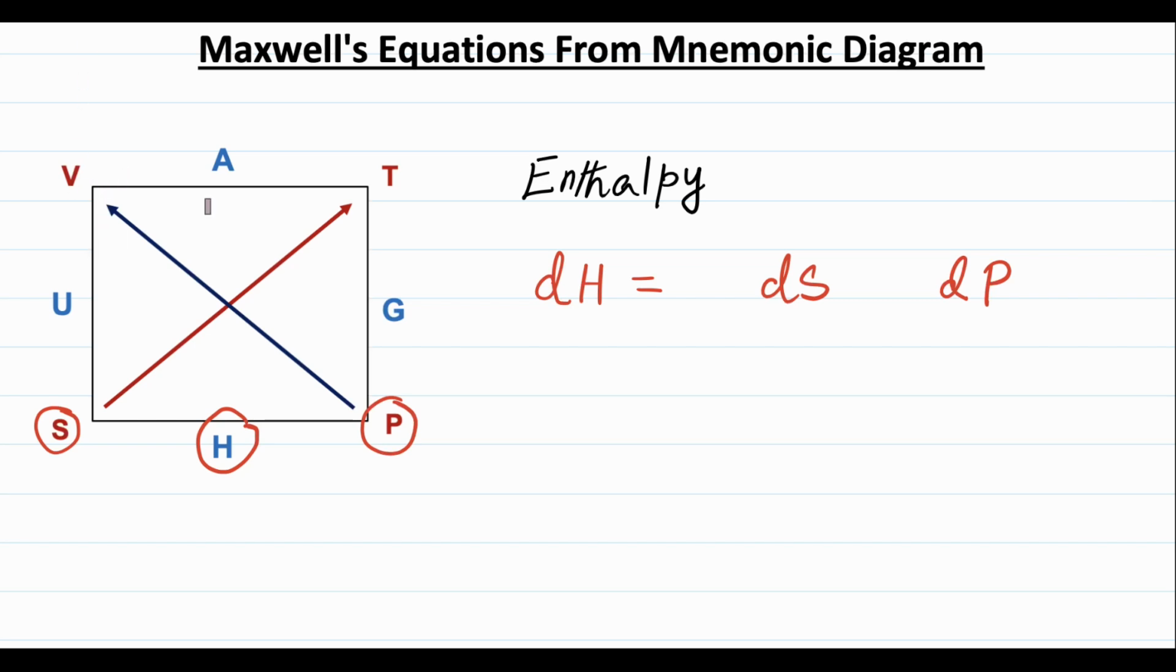We can see for entropy, temperature is the coefficient, and for pressure, volume is the coefficient. For both the coefficients, the diagonal arrow is pointing towards them, so both of them can be given a plus sign. So we can write the equation as T dS plus V dP. This is the total differential for enthalpy, that is dH is equal to TdS plus VdP.